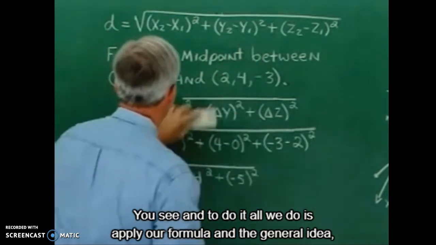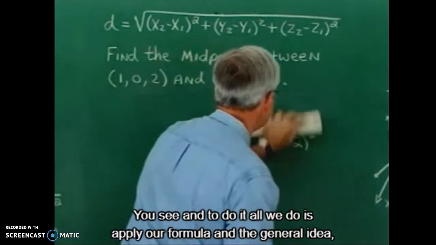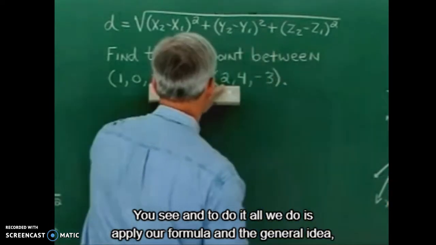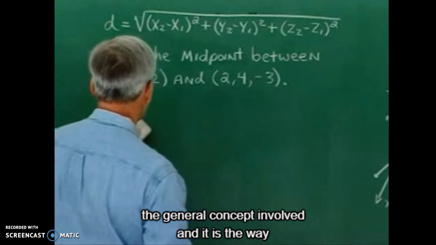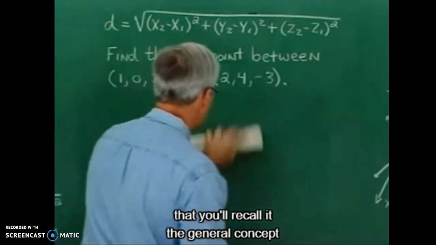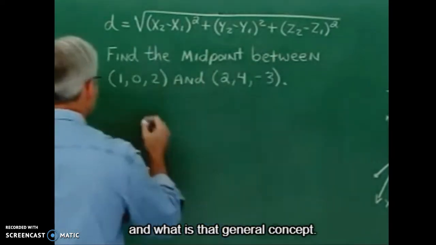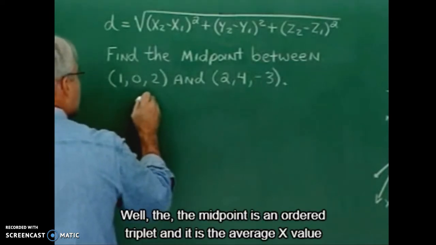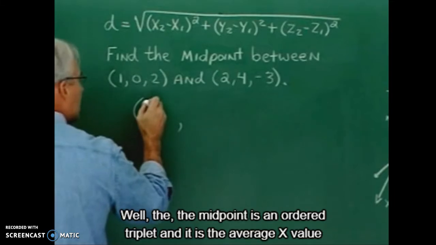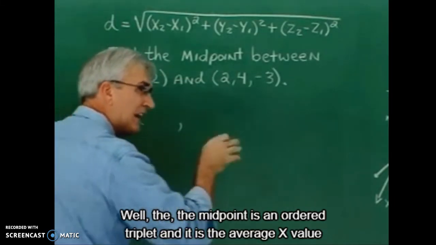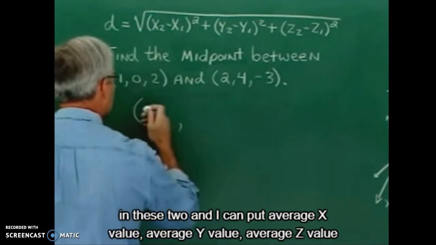You see, and to do it, all we do is apply our formula. And the general idea, the general concept involved in it is the way that you'll recall it. The general concept. And what is that general concept? Well, the midpoint is an ordered triplet, and it is the average x value in these two.